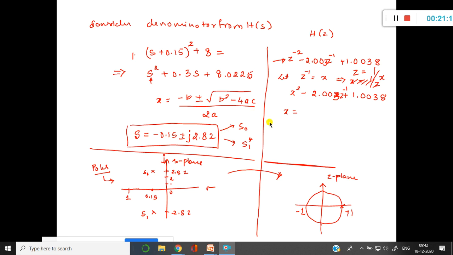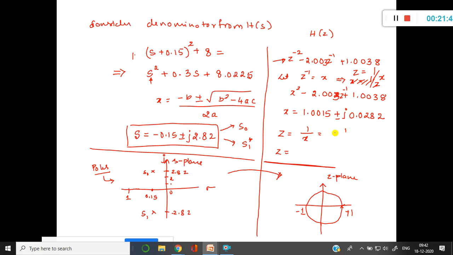So when we solve this, we're going to get the roots of the characteristic equation as 1.0015 plus or minus j times 0.0282. Most of you have got it. So what is required? I need z. I need z means it is 1 by x. So when you perform this 1 by x, that's what Rohan already got as the answer.